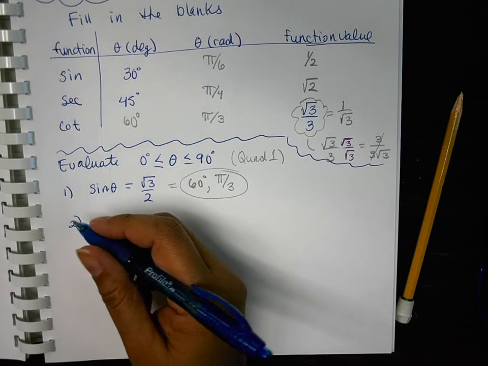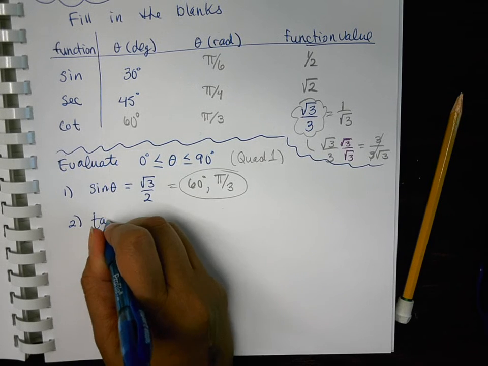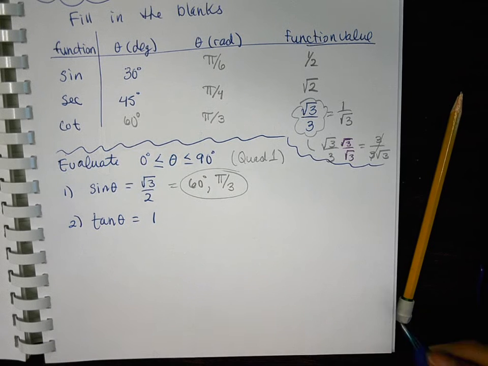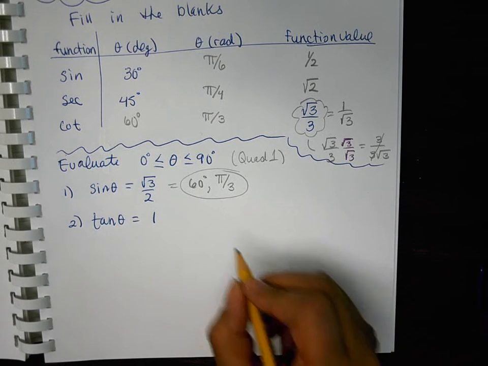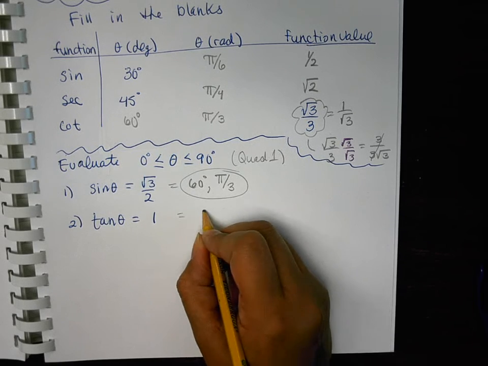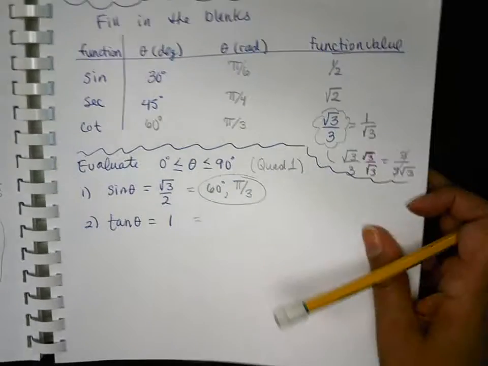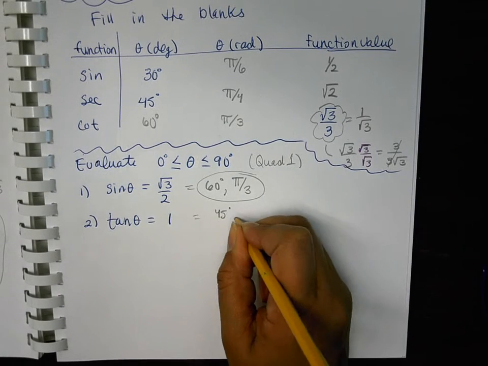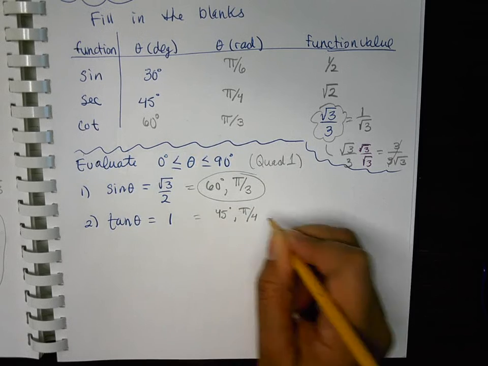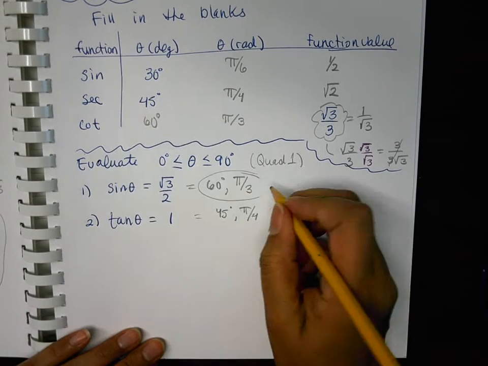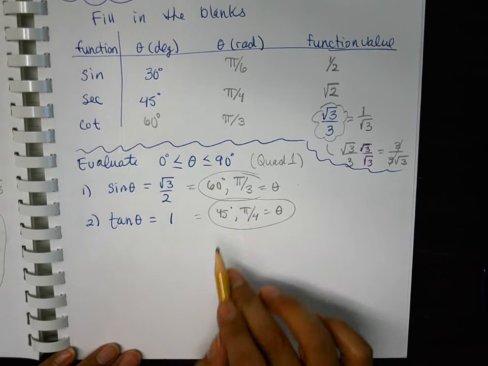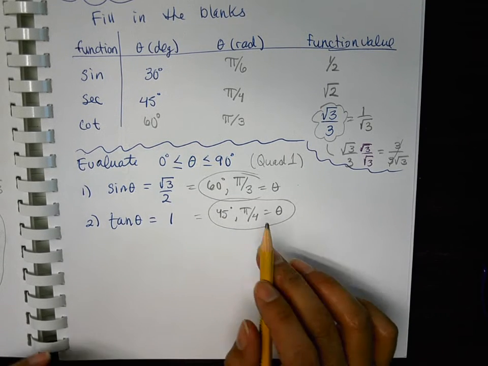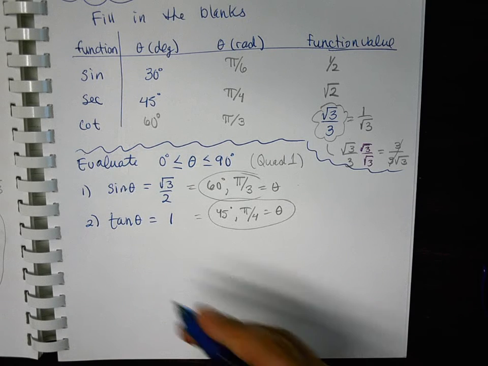Tan of theta equals 1. What is theta equal? Say it again. 45, because tan of 45 is 1. So you could put 45 degrees or pi over 4. And technically these are what theta would equal. I'm writing both. Do you have to write both when you're doing homework? Only if it asks. If it says give it in both forms, then you have to. Okay, number 3.